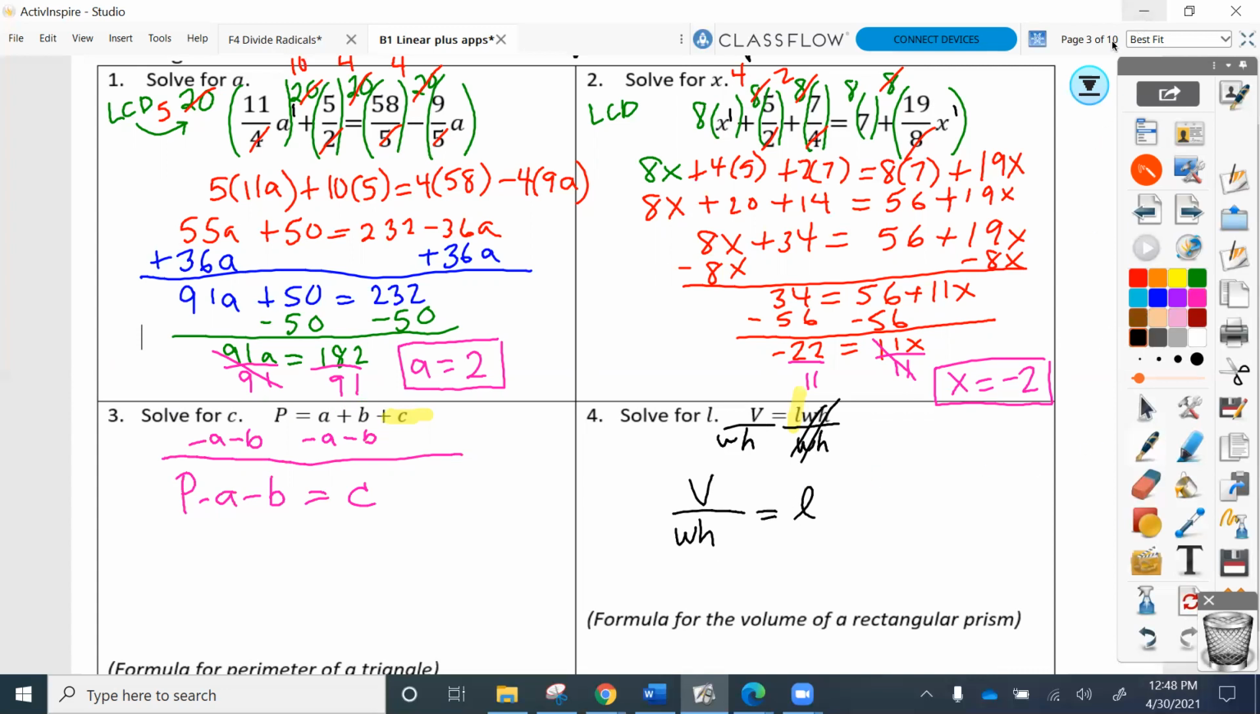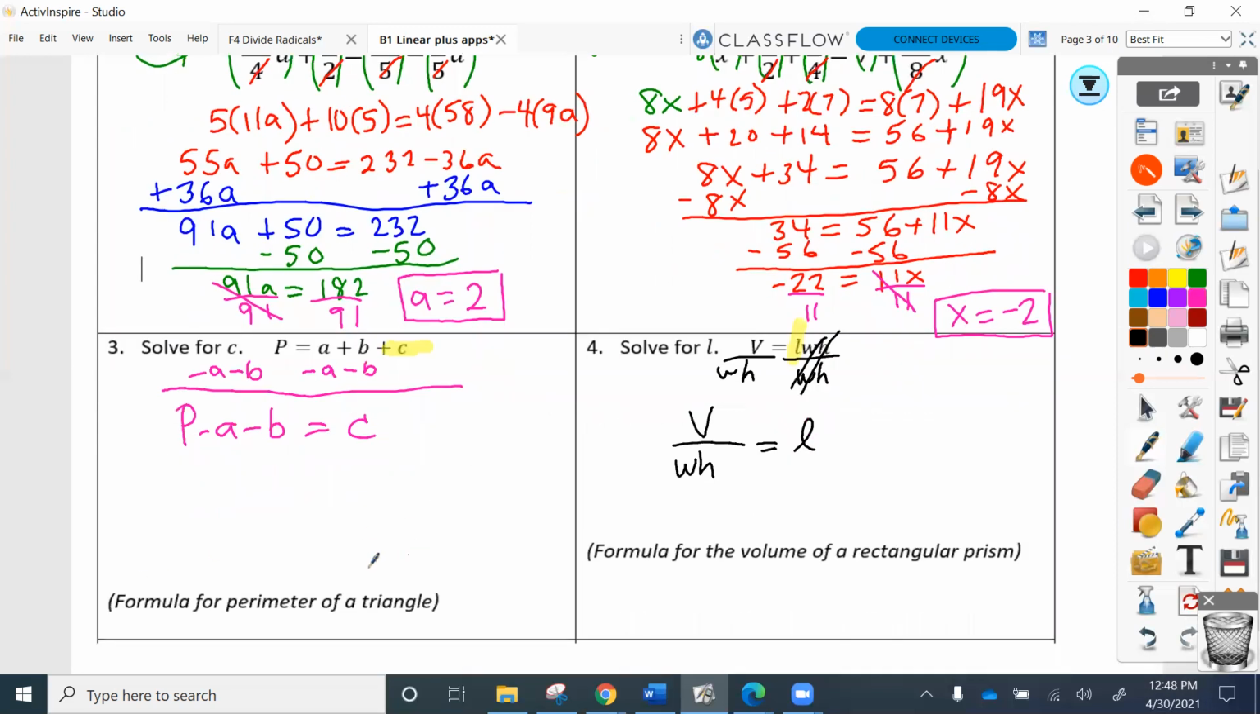Okay, they do point out here that these are popular formulas, right? For perimeter of a triangle would be perimeter equals all the side lengths, right? But let's say you knew the perimeter and only 2 of the side lengths and wanted to find the third side length. This is helpful.